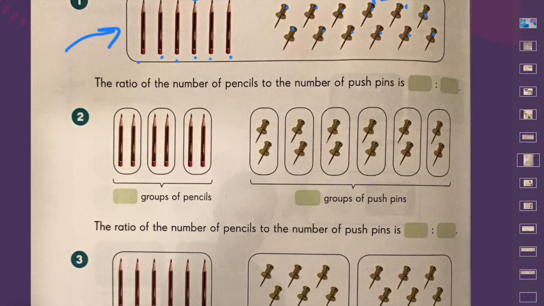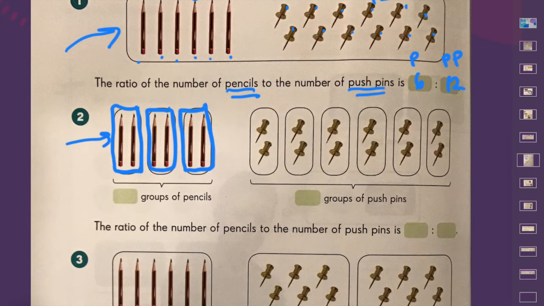So the ratio of the number of pencils to the number of push pins, remember the order really matters here. So pencils to push pins, think it in your head. What would that ratio be? Hopefully you said 6 to 12. And now we're going to change the grouping. So we still have 6 pencils, but now we've put them into groups of 2. So when we put these pencils into groups of 2, we have 3 groups of pencils.